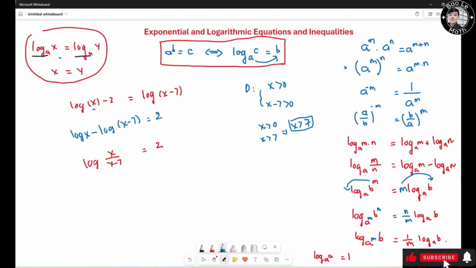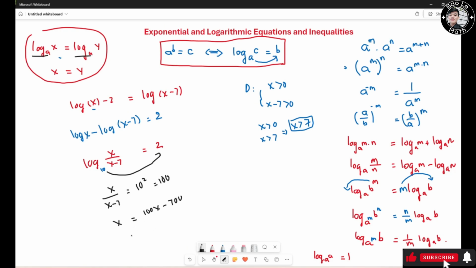Now keep in mind, if I just write log like this, which means log base 10, right? So this guy I just put 10 right here, right? So I just draw an arrow like this. So it could be s over s minus 7 equals 10 power of 2. It could be 100, right? And then I'm going to multiply both sides by s minus 7. So s equals 100 times s minus 7, 100, right?